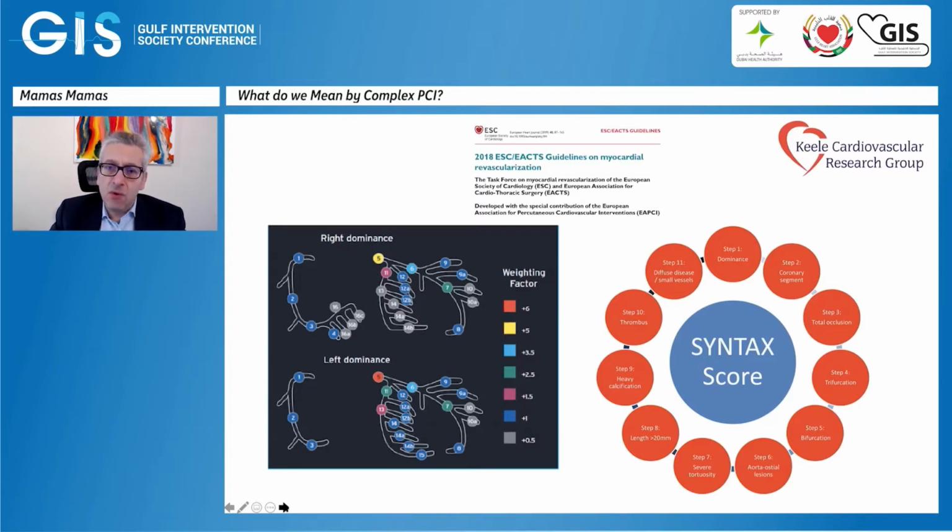And when you consider all these factors, you have a score, and based on the score, you can be low, intermediate, or high SYNTAX score. So that's one way of defining complexity and one scoring system that we use to decide whether a patient goes for surgery or PCI.